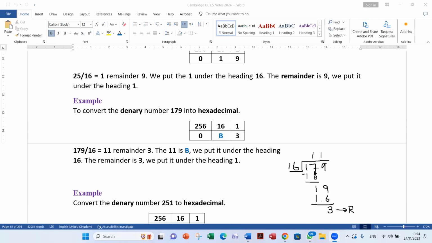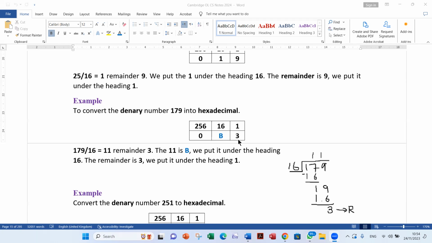179 divided by 16. 17 divided by 16, you have 1. 1 multiplied by 16, you get 16. Subtract, and the remainder is 1. You pull down the 9, you have 19 divided by 16, again 1. 1 by 16 is 16, 19 minus 16 is remainder 3.